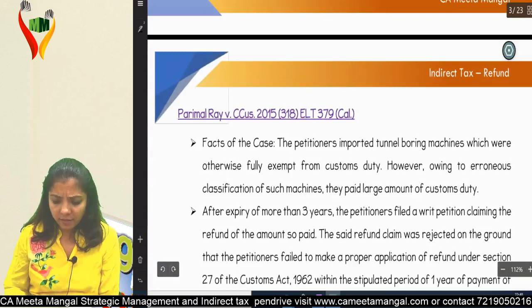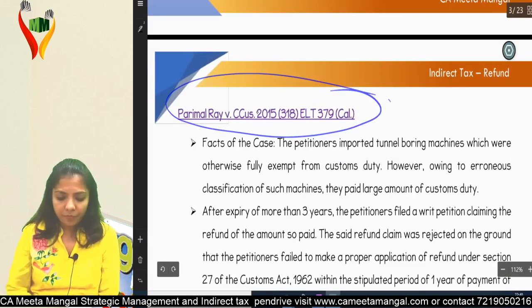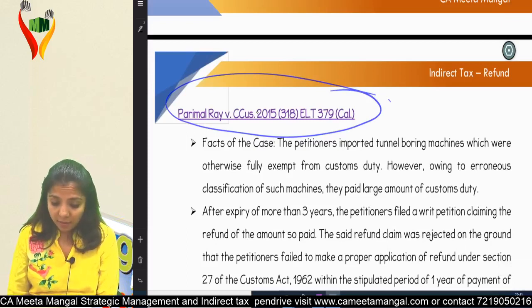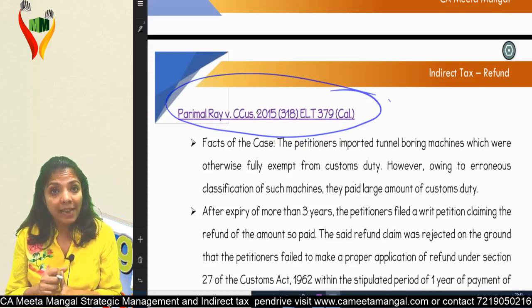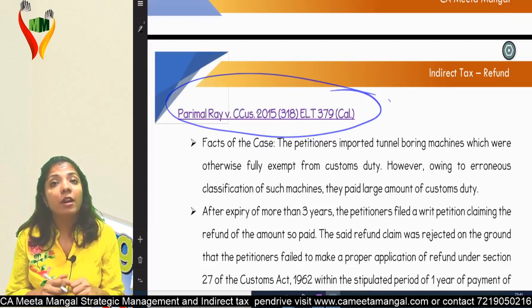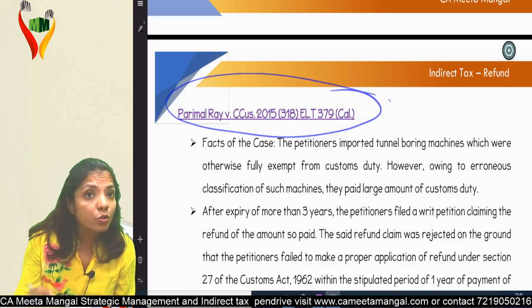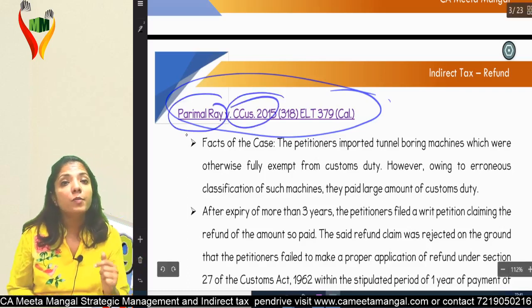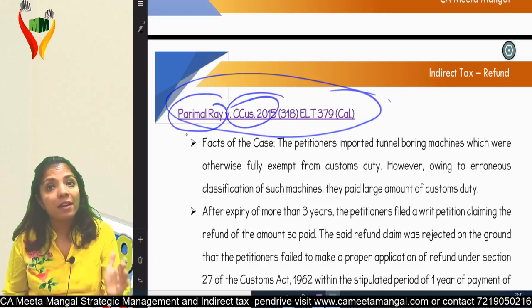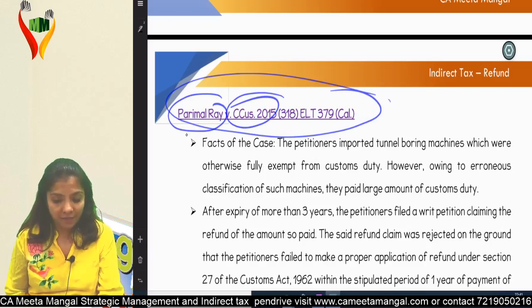Let's see the facts of the case. Parimal Rai is a case law. Am I clear? Facts of the case. The petitioner is the one who files the case, and the person against is the defendant. So you will come to know by this: the first person is the one who has filed an appeal, and the second person is the one against whom it is filed.